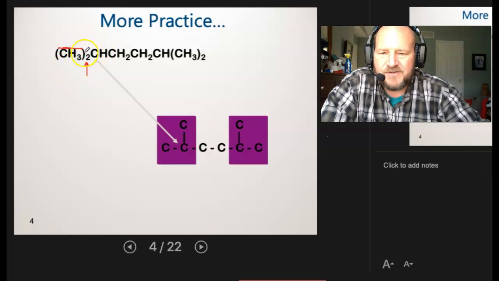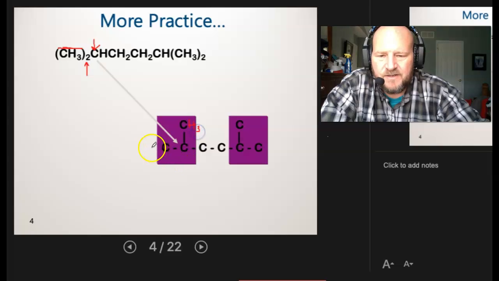Now, what it's telling you is the 2 methyl groups are connected to this 3rd carbon here, 2nd carbon in, however you want to look at that. So that this carbon is actually this carbon. And then these are your 2 methyl groups. There's one, and then there's the other.